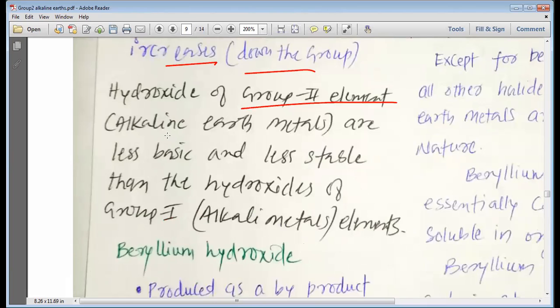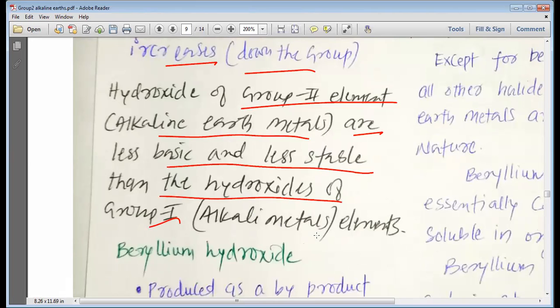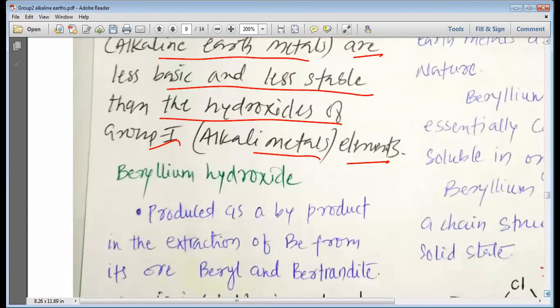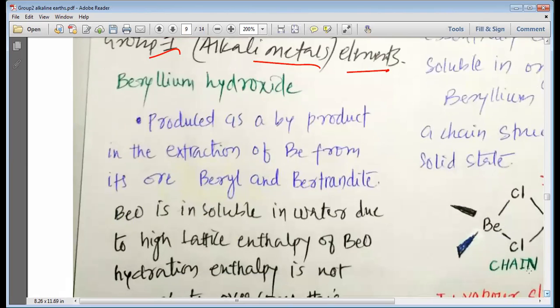Hydroxides of group 2 elements, that is alkaline earth metals, are less basic and less stable than the hydroxides of group 1, which are alkali metal elements. So hydroxides of group 2 elements, which are known as the alkaline earth metals, are less basic and less stable than the hydroxides of group 1 elements. So when we compare these hydroxides with group 1 hydroxides, they are less basic in nature.